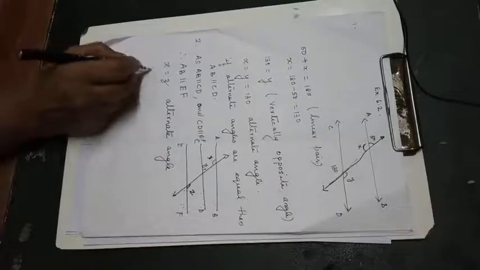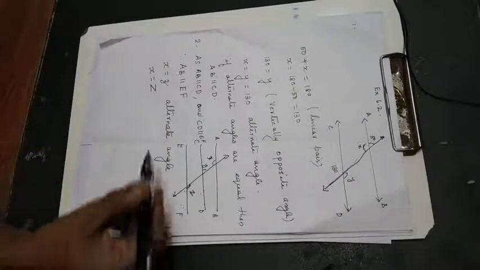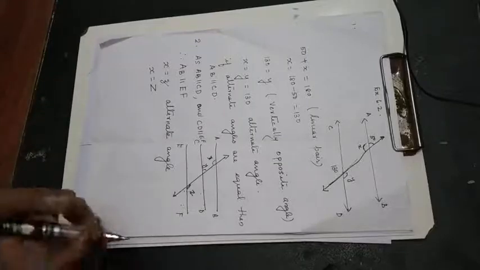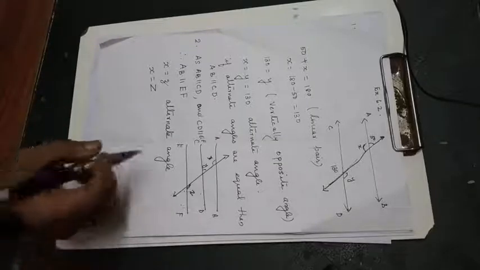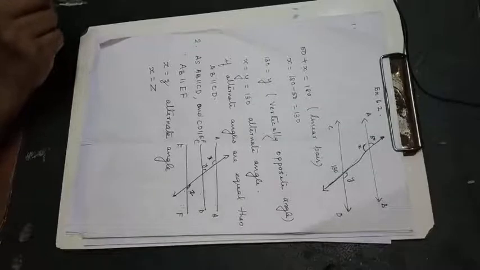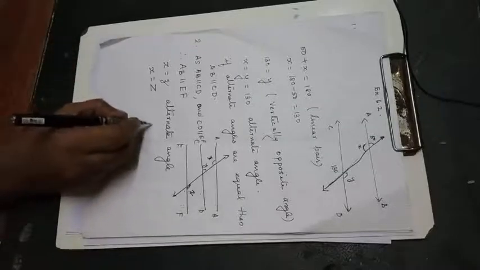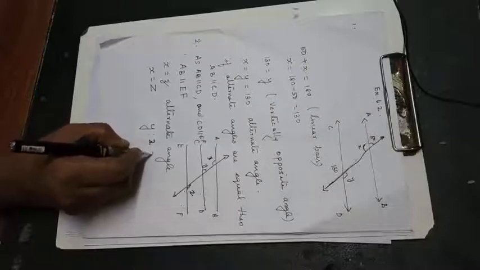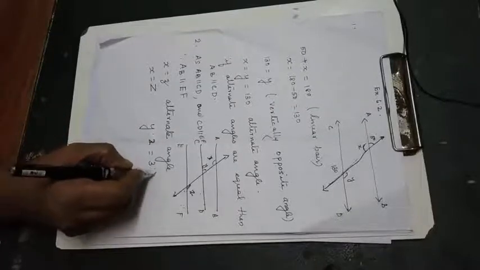I think X is equal to Z, this way you can write. Small z, they don't know, so alternate angle. Okay, X is equal to Z. Now X is equal to Z we got, but there is a relationship given, Y is to Z, that is equal to 3 is to 7.